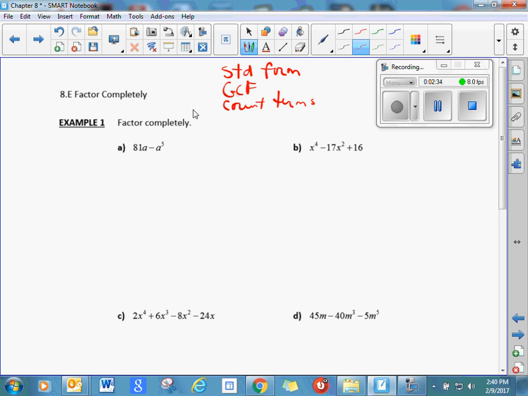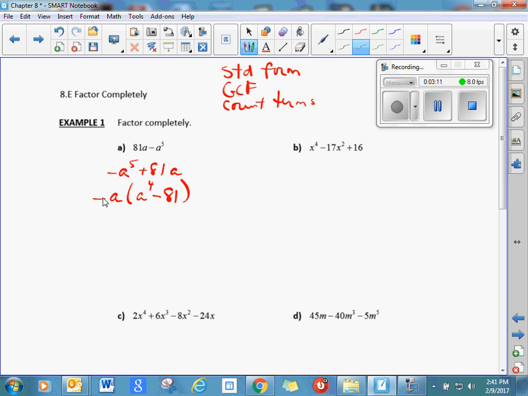So the very first thing I see in example A is this guy's not in standard form. The negative a to the fifth needs to come to the front, and the plus 81 a to the first power goes behind him. This is a good example of factoring out a GCF. Yes, there's a GCF. It is a. But because this leading term is negative, I'm going to factor out a negative a. That's going to leave me with a positive a to the fourth and a minus 81 inside the grouping symbol.